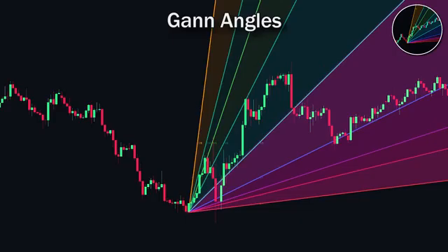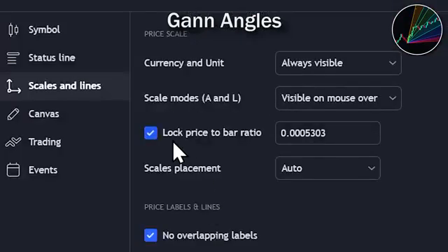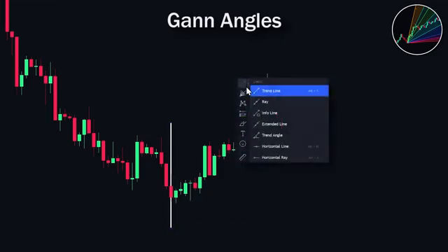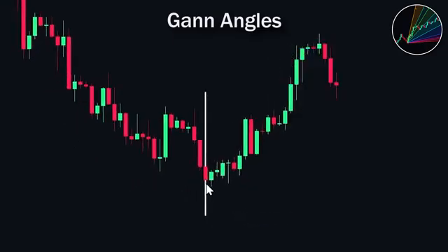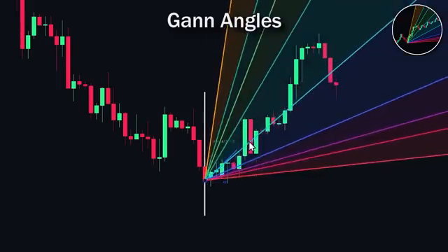To apply the Gann Angles, first you go to Settings, then make sure to check the lock price to bar ratio. Next, identify a market range and mark the swing low and the swing high of that range. Then, draw a straight vertical line at the start of the range. After that, select the Trend Angle tool and measure 45 degrees. Then, use the Gann Fan tool and place it at the 45-degree angle.